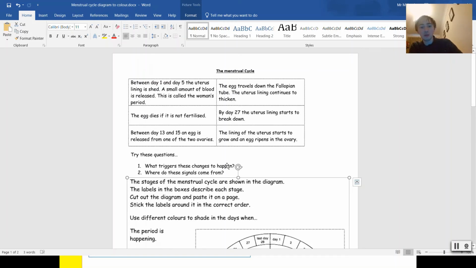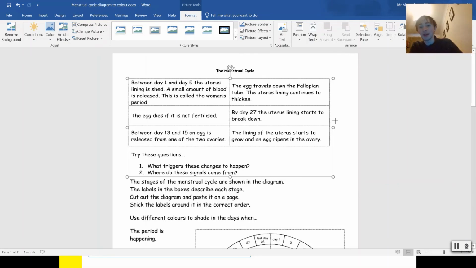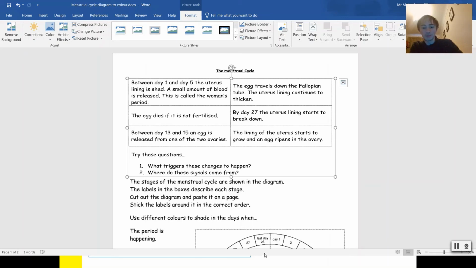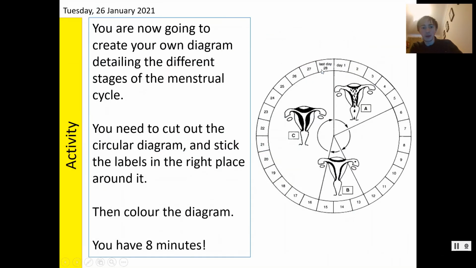In terms of the questions, what triggers these changes? Well, that's hormones. We'll talk about them in a second. Where do these signals come from? Well, the ovaries, the egg, and the pituitary glands. Again, we'll talk about that in a second. Fine. So we get rid of this diagram and we will move on. Right.